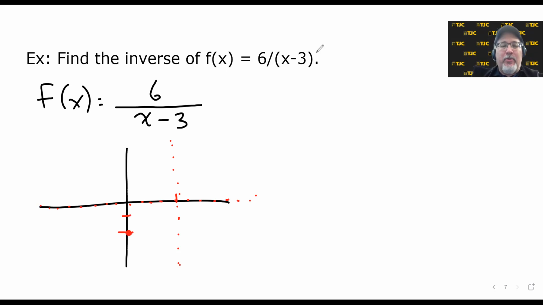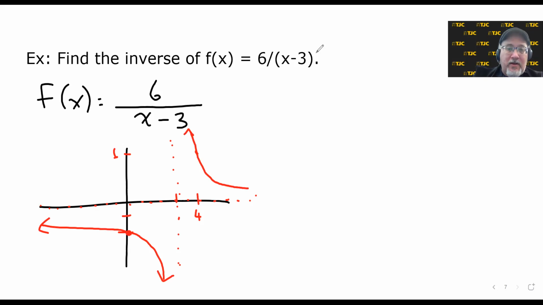I don't know anything about what's on the right side of x equals 3. So if I went over to x equals 4 and put in 4, I would get 6 divided by 1, which is 6. So way up here, I'll have a point. And if you got more dots, you would see that your graph looks something like this. And the graph does pass the horizontal line test.